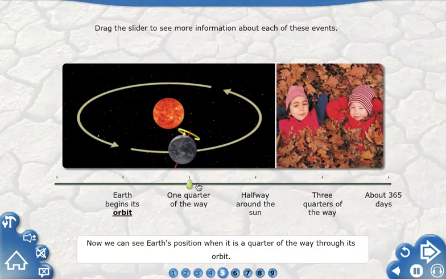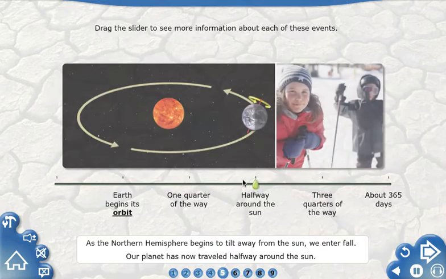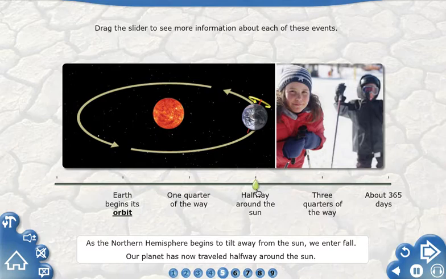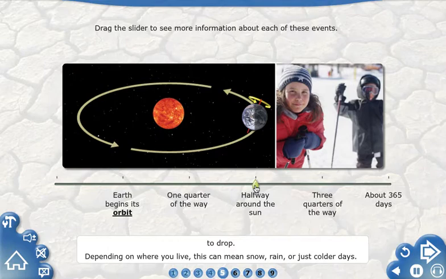Now we can see Earth's position when it is a quarter of the way through its orbit. As the northern hemisphere begins to tilt away from the Sun, we enter fall. Our planet has now traveled halfway around the Sun. Winter occurs when Earth is tilted away from the Sun, causing temperatures to drop. Depending on where you live, this can mean snow, rain, or just colder days.